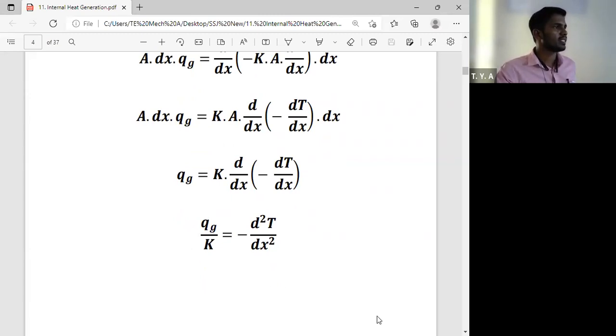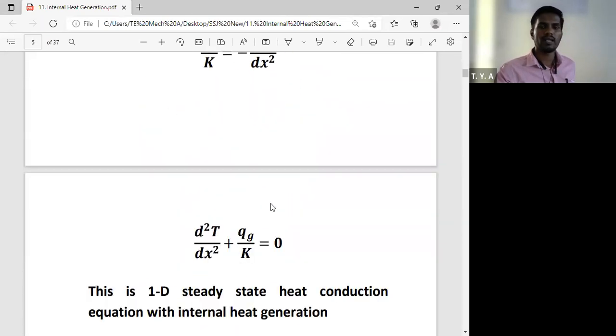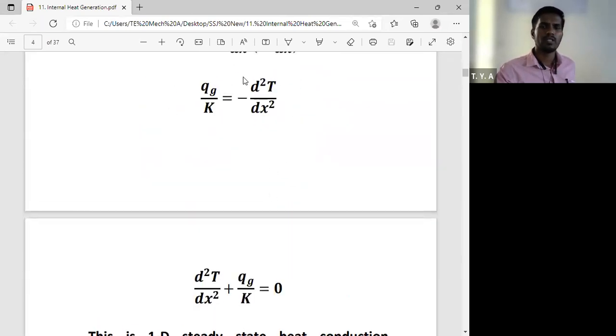Okay, इथेपर्यंत झाले सगळ्यांचं. Okay, then write down this equation. So take the minus d square T upon dx square at the left hand side. So the equation became d square T upon dx square plus qg by k is equal to 0.